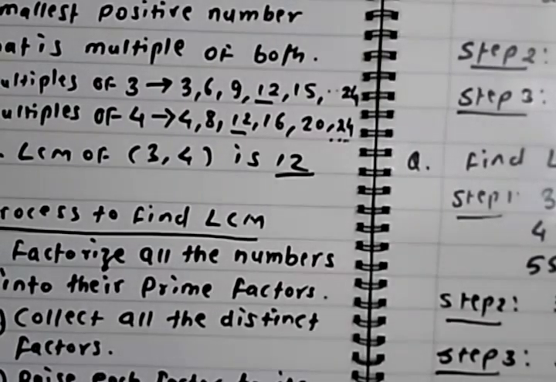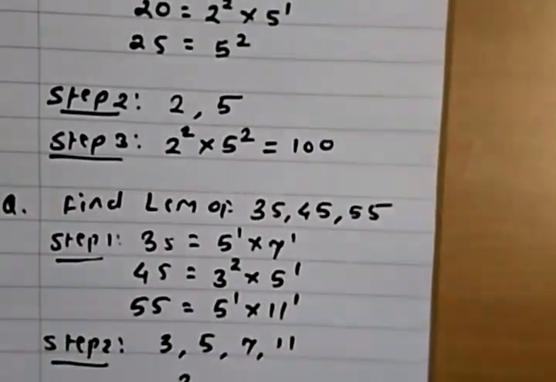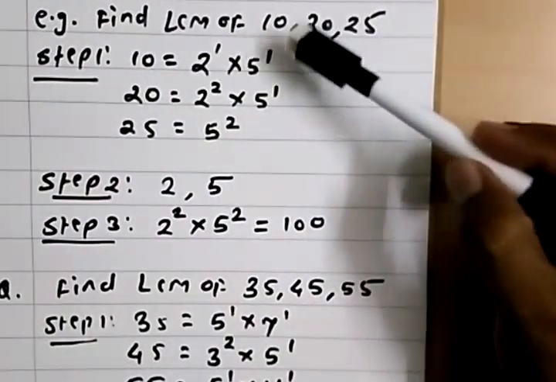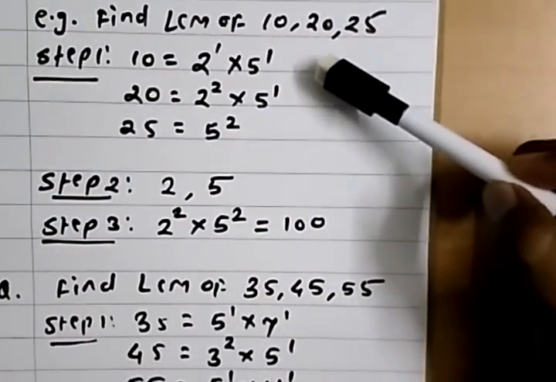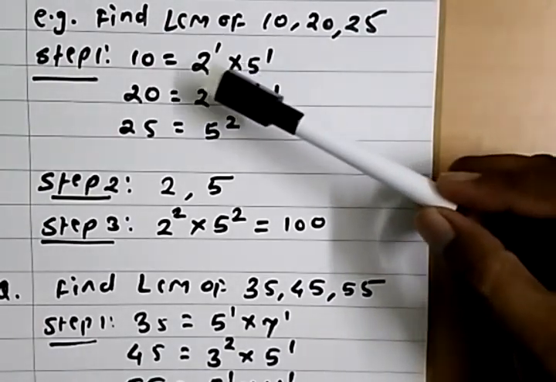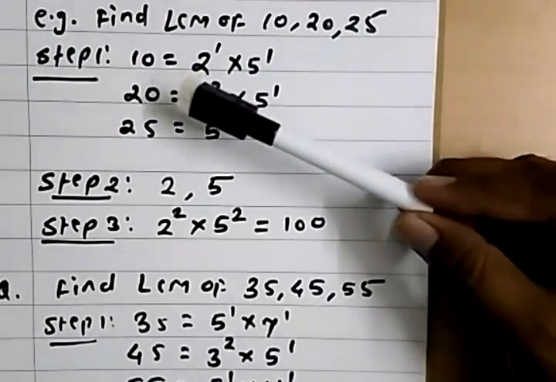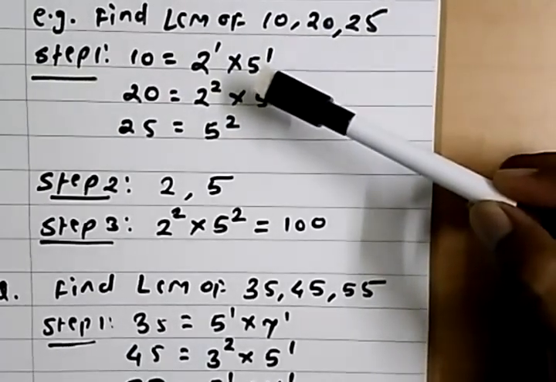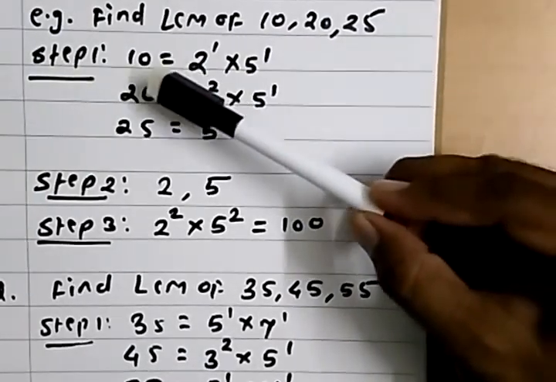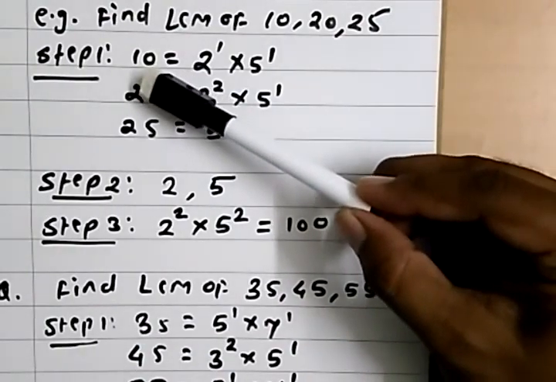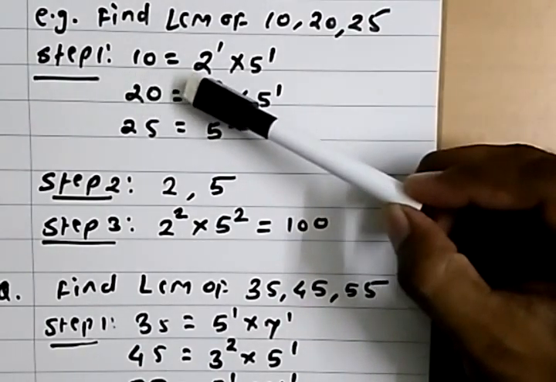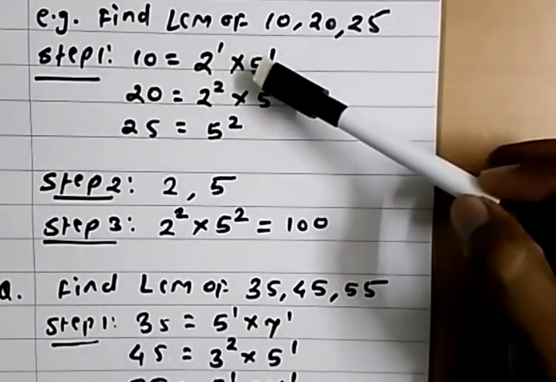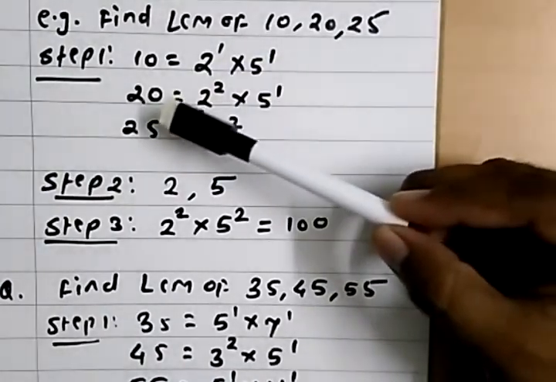So let's see an example here. So here is a question. Find the LCM of 10, 20 and 25. So let's do step number 1. Step number 1 says factorize all these numbers into their prime factors. Let's factorize 10 first. 10 is equal to 2 into 5. So the power of 2 is 1. Power of 5 is also 1.